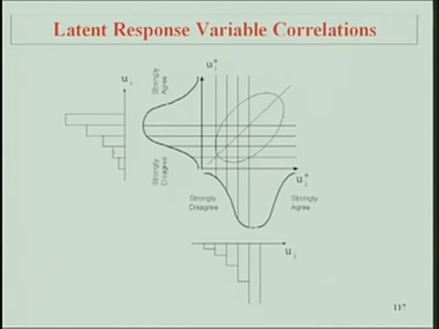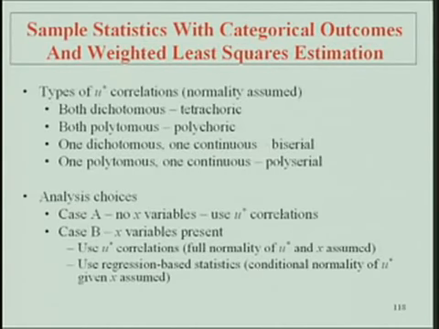And so the way you estimate these latent correlations between the U stars, in this case polychoric correlations, would be to use the bivariate table for one variable with the other and derive the correlation here and the thresholds on the underlying U stars. So that is what weighted least squares does, working with these latent variable correlations. And here you have a summary, types of U star correlations, both dichotomous, tetrachoric, etc. Biserial being a version of polyserial.